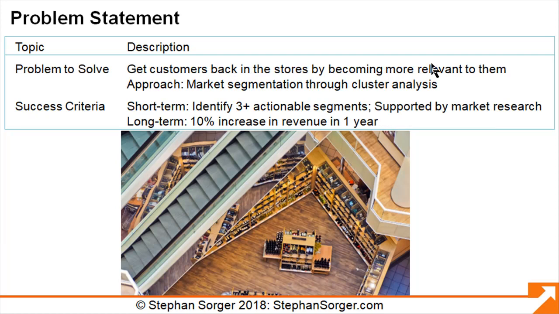To resolve the issue, we recommend a market segmentation study using cluster analysis with the short-term goal of identifying 3 actionable segments.